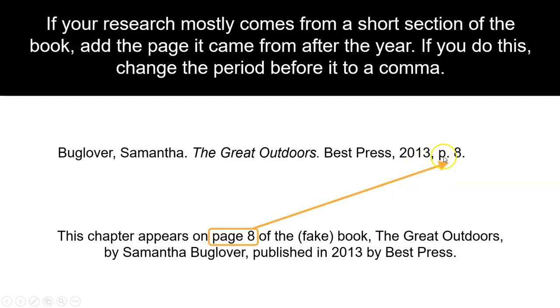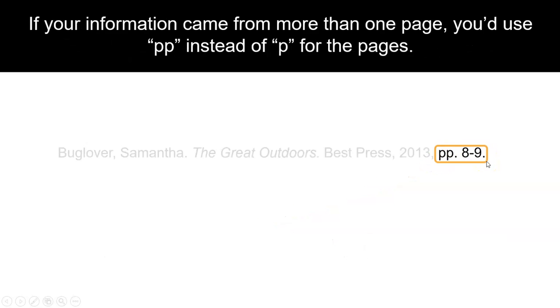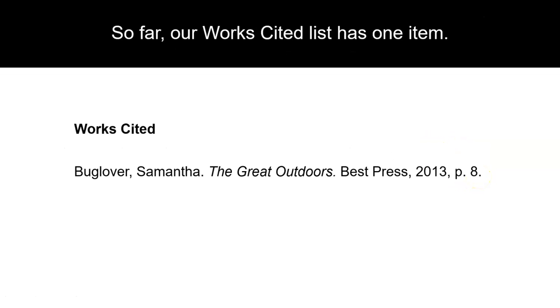If you do have a page number, you need to change that period to a comma and then put your page number with the period at the end. If you have more than one page where you got your information, then you're going to use not pgs period, but a double p, lowercase with a period, for pages. That indicates that we have more than one set of pages here. Okay, so far our works cited list has this one item for the summary and paraphrasing work that we did. It looks just like this when it's done.